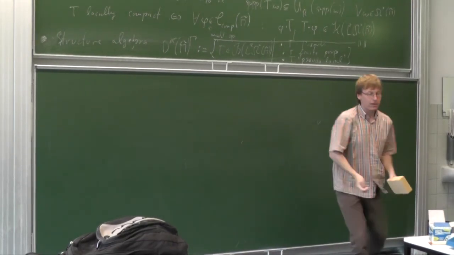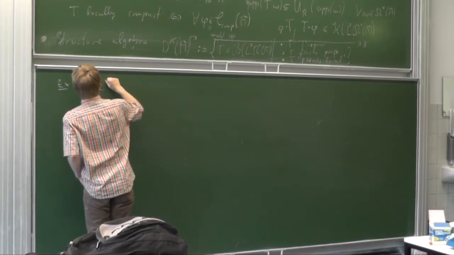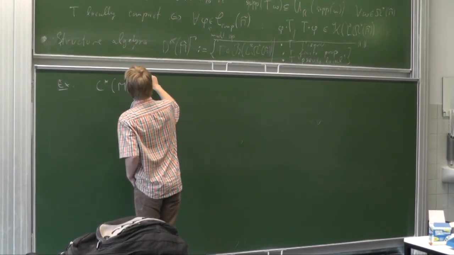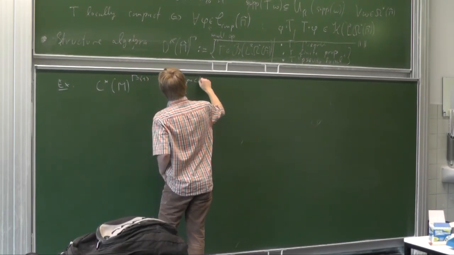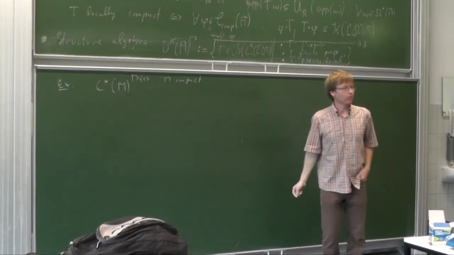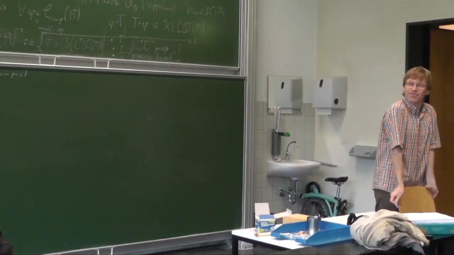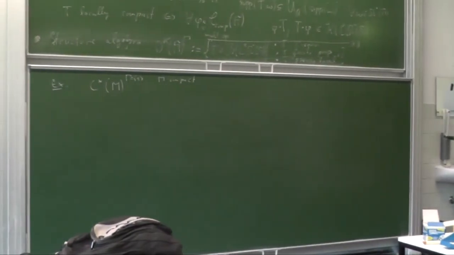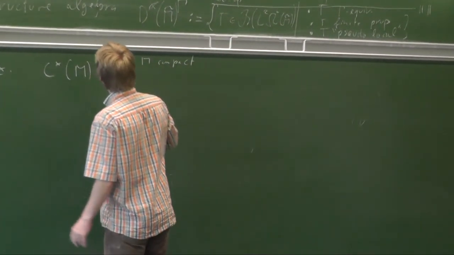And so it is indeed a good idea to check what is C star of M. So let's say gamma is equal to 1 and M is compact. Well, let's see. Who's my target this time? Who has an idea what this is? What do you think? Certainly there are some operators. Right.